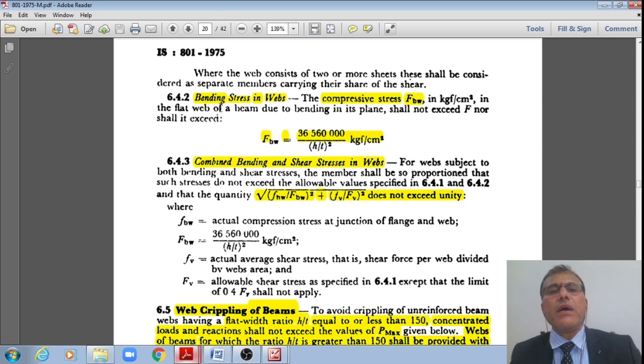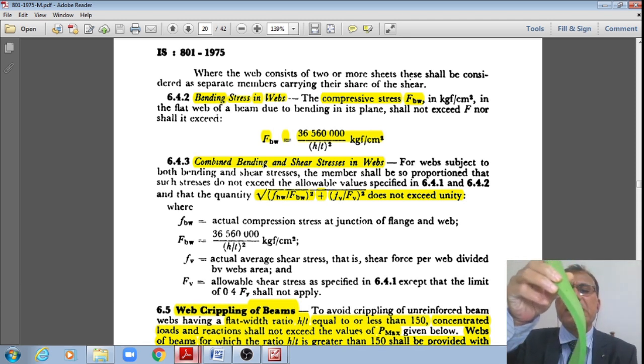Now, next one, bending stresses in webs, right? The compressive bending stress in kg force per centimeter square is given by FBW is equal to 36,560,000 divided by (h by t) whole square kg force per centimeter square. And sometimes we will be having the combined bending and shear stresses in webs, right? Combined bending as well as the shear stresses in webs.